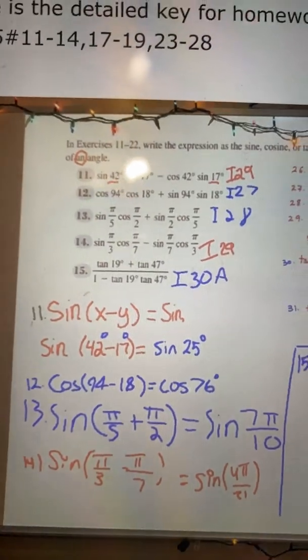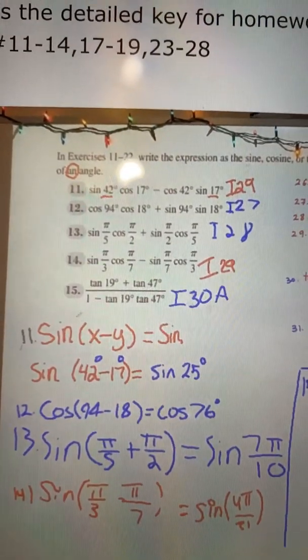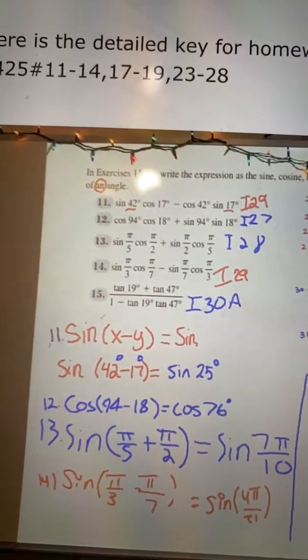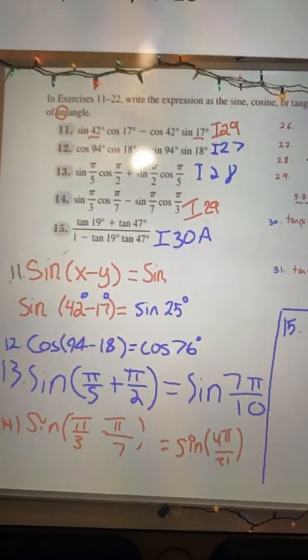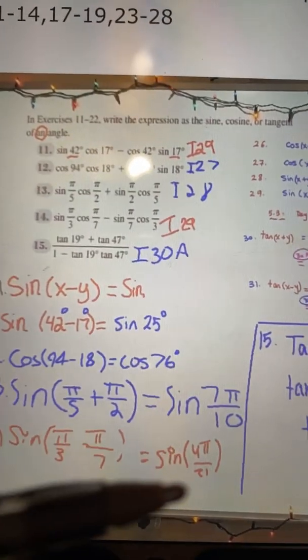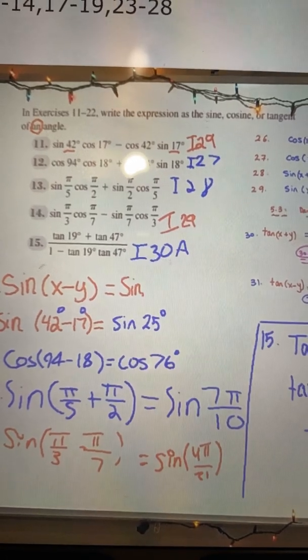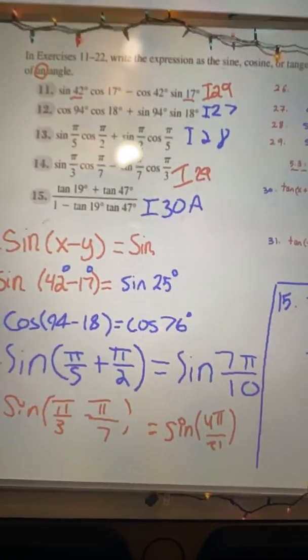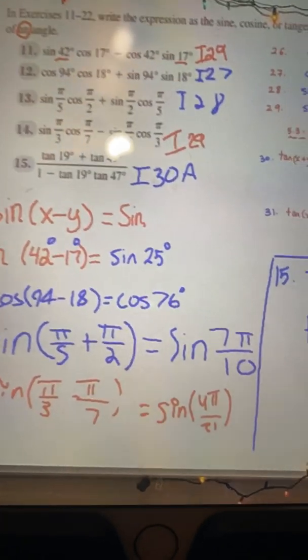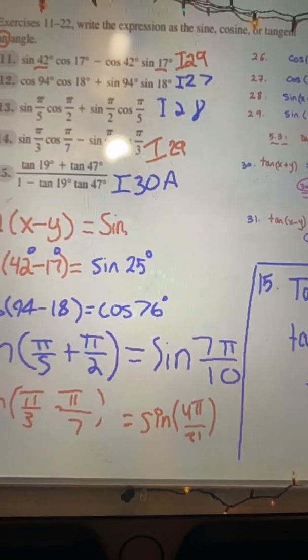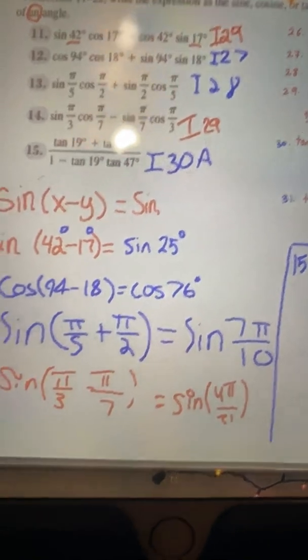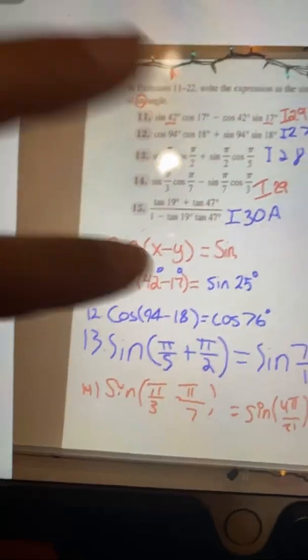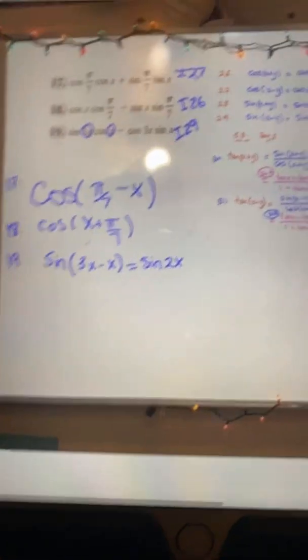Number 14, it's mixed, which means it's a sine. Minus means it's a subtraction. Using a common denominator, you get 4 pi over 21. So multiply the first by 7, the second by 3. 7 minus 3 is 4. The common denominator is 21, which is the multiplication of 3 and 7. Okay, so this is the first set.